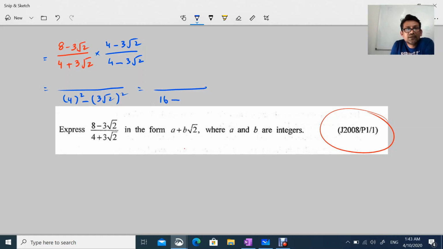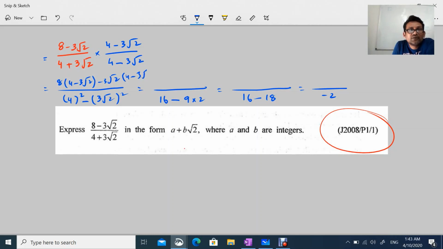And 3 square is 9 into 2. Just look at the denominator. 16 minus 18, and the answer is minus 2. And then we can simplify like 8 multiplied with 4 minus 3 under root 2, then minus 3 under root 2 multiplied with 4 minus 3 under root 2, and we can get the answer.